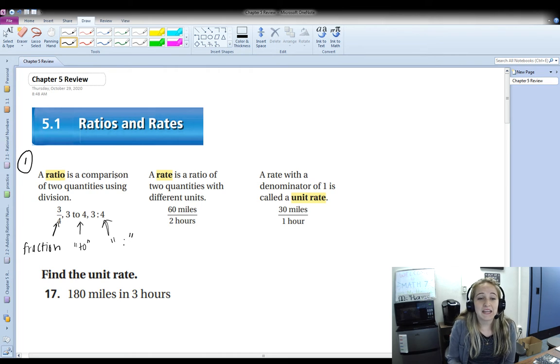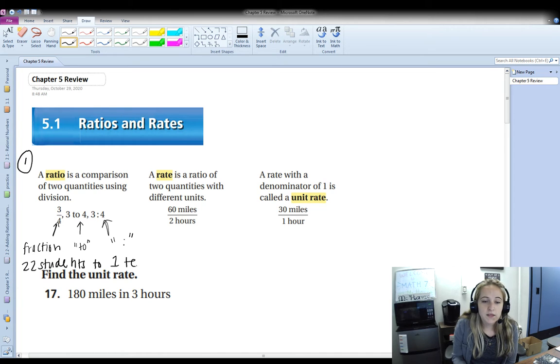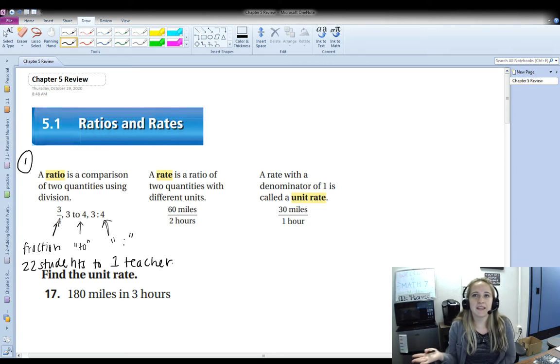So, like I've said in class, a ratio for our class would be 22 students to one teacher. And you could write that as 22 over 1. You could write that as 22 colon 1. There's many different ways to do that, but that essentially is a ratio. How many is there of this to this?